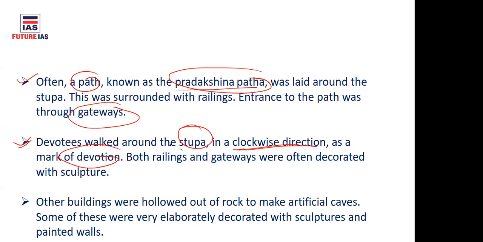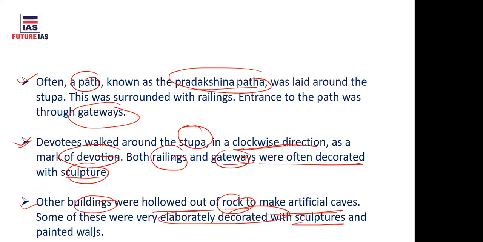Both railings and the gateways were often decorated with sculpture. If you look at the figure in the NCERT book, that figure will tell you how beautifully the railings and the gateways are decorated with fine sculpture. The other buildings were hollowed out of rock to make artificial caves. Some of these were very elaborately decorated with sculpture and painted walls. So this is all about the stupa.